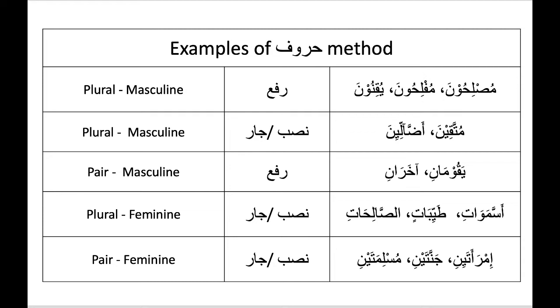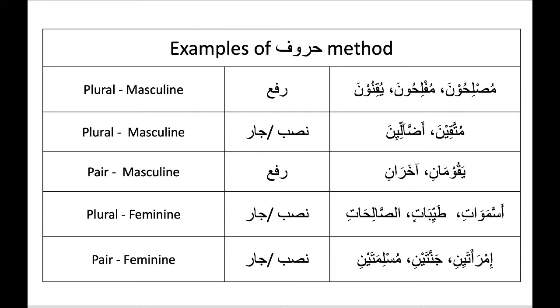Muslihuna, muflihuna, yuqinuna. All these three isms are ending with una, which is a sign of rafa status. Next, muttaqina, ad-dallina. These are examples of plural masculine. Muttaqina and ad-dallina, they have got ina ending, which means they're nasab, or they could be jar status as well, because it's ending with ina.